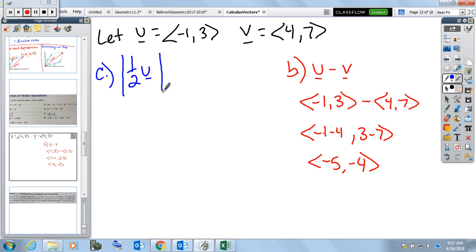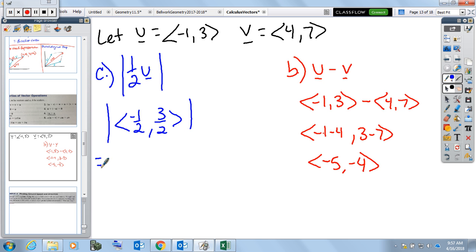So what are we looking at here? Well, remember, absolute value in vectors is really magnitude. It's the size, the length of the actual vector. So when you see these absolute value looking bars, you're really looking for the magnitude of the vector. So it wants the magnitude of half of vector u. Let's first, just like PEMDAS, go inside out. So 1/2 of -1 is just -1/2, and then 1/2 of 3 is just 3/2.